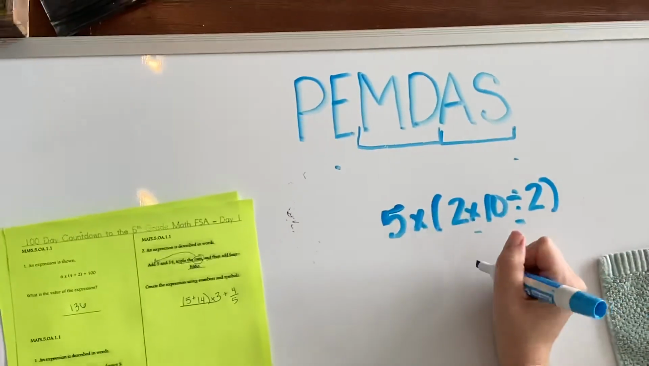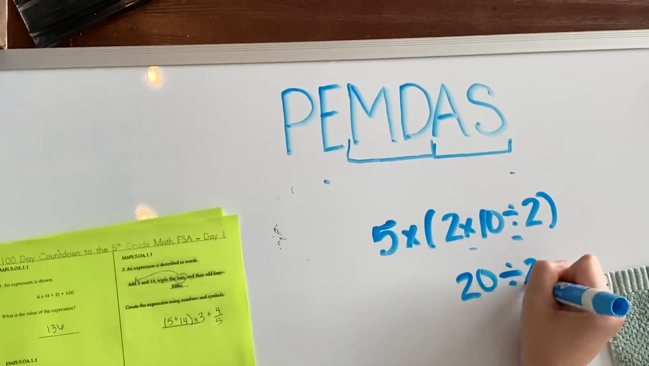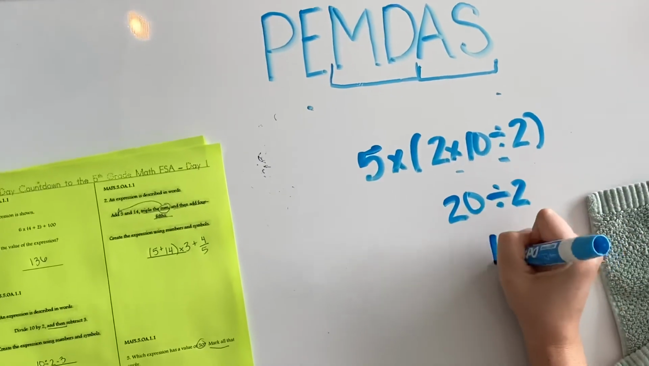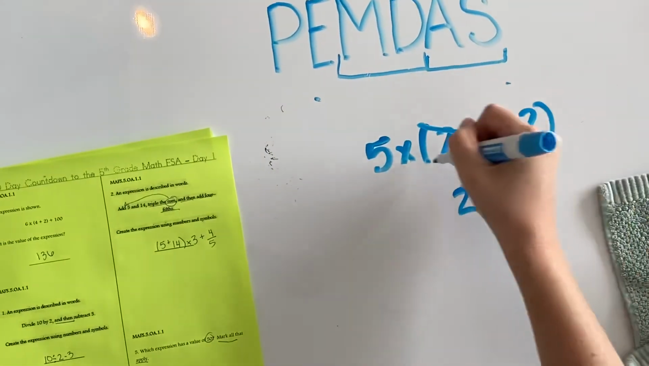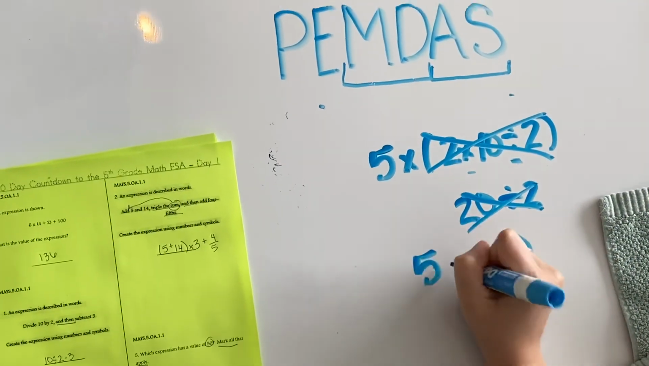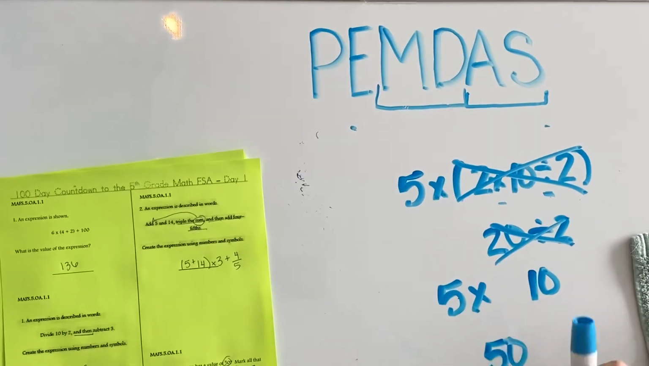2 times 10 is 20. And then I'm going to divide that by 2 to finish off my parentheses. 20 divided by 2 is 10. Cross that out, I'm done with that. And now I need to just bring down this 5 times. 5 times 10, we know is 50. So D is also the correct answer.